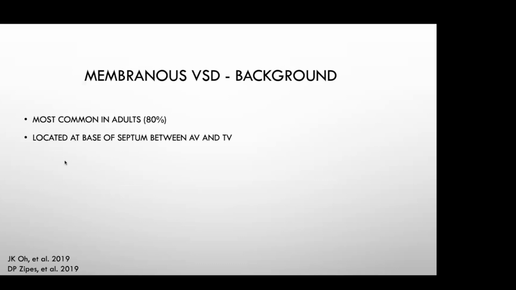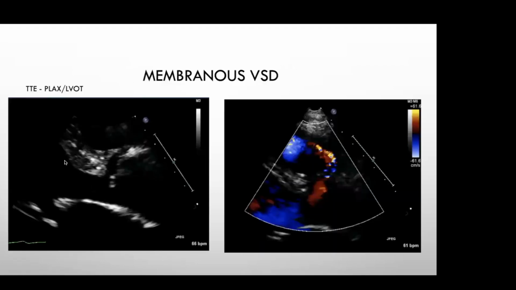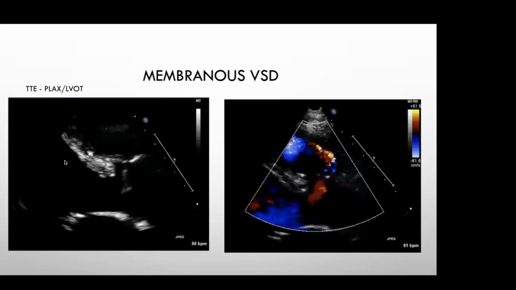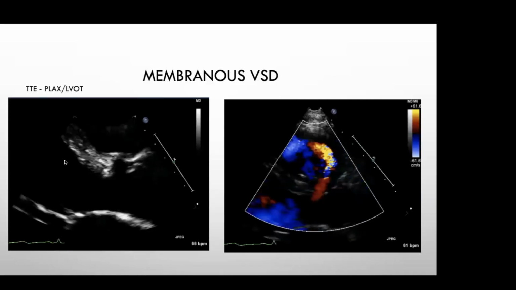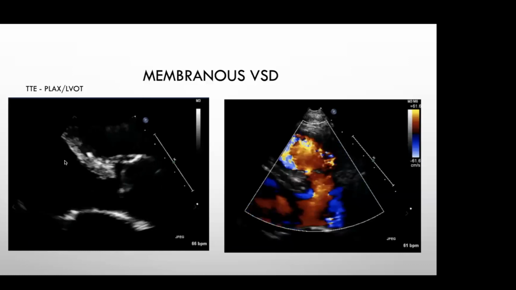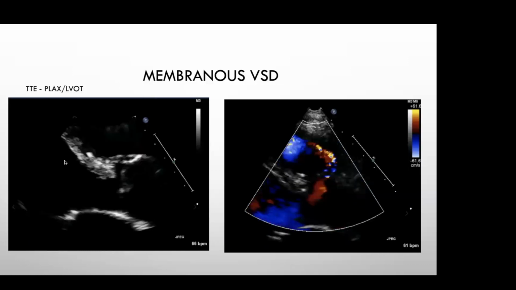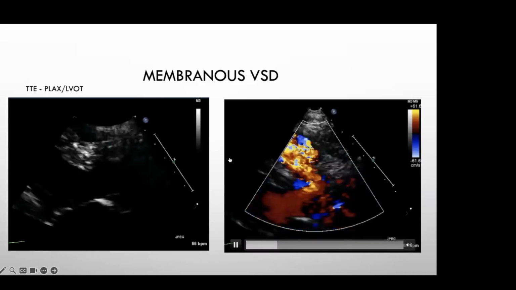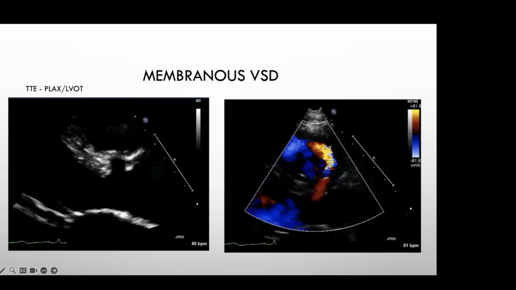Membranous VSDs are the most common type of VSDs that are found in adults, representing about 80% of the VSDs that we see in adults. They're located at the base of the septum between the aortic and the tricuspid valves. So here we see a membranous VSD in parasternal long axis, zoomed in view of the LVOT. So it can be quite well seen on transthoracic echo. And here you can see that there's this perimembranous defect with high velocity color flow on Doppler.